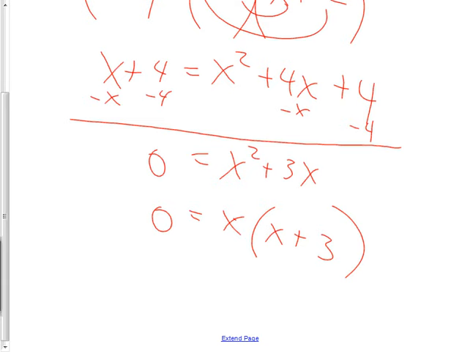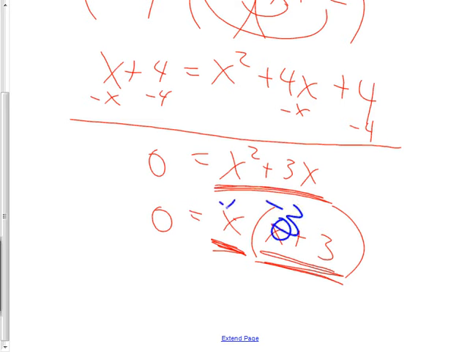Get what just happened there? I just factored this. And now that it's factored, do you get there's two answers? The one that makes this part 0, which would be what? -3, and what makes that part 0? 0. So 0 works, and -3 works.